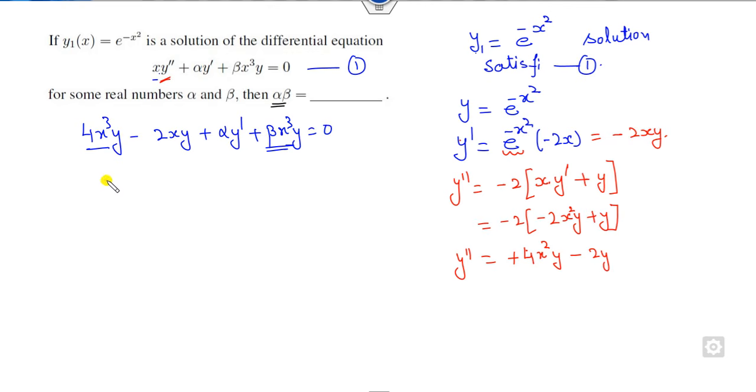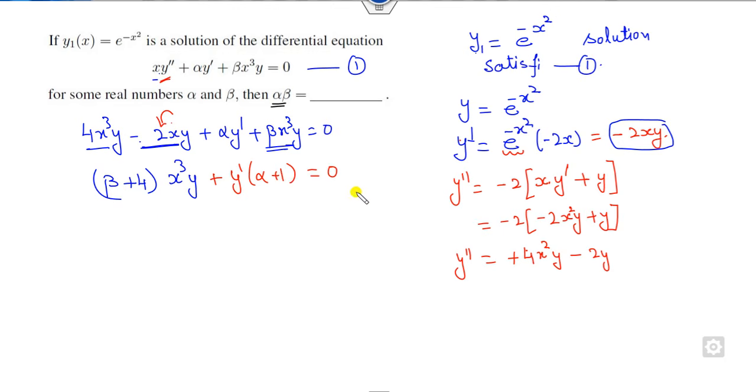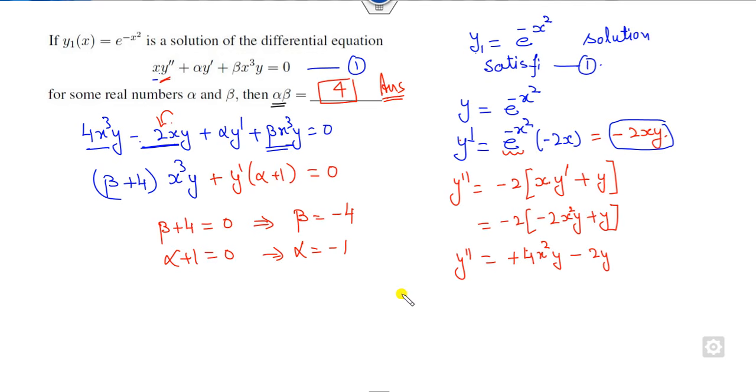I can make the pair of beta plus 4 with x cube y. I can substitute minus 2xy as y dash, so this value is my y dash. I can take y dash as common: alpha plus 1 is 0. Now you can equate the coefficients. It will be 0 only when this condition is satisfied. So the value of beta is minus 4, and alpha is minus 1. What is the product of these? It gives you 4, the right answer. That's a very simple task for you.